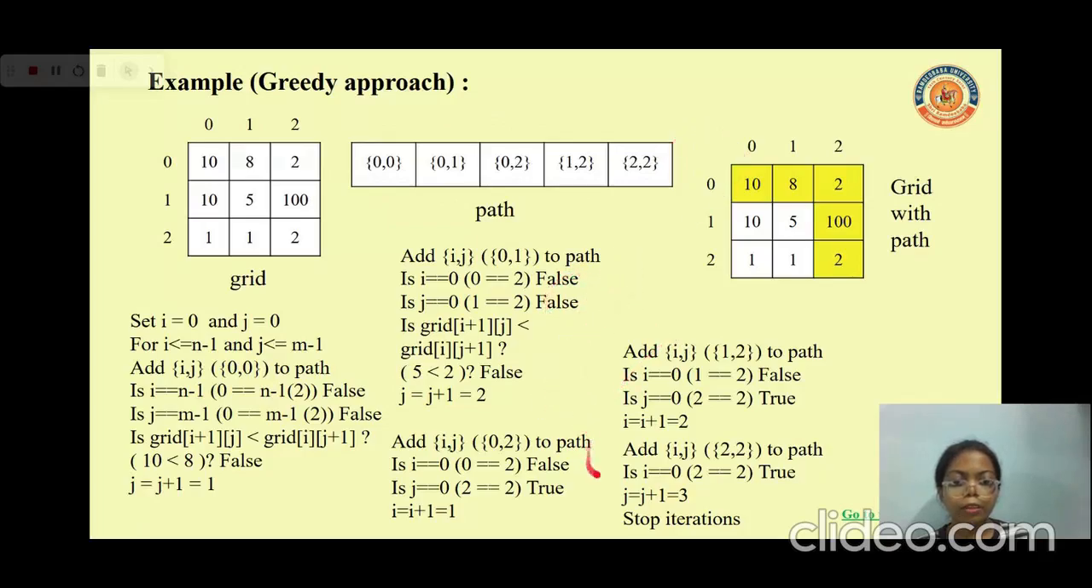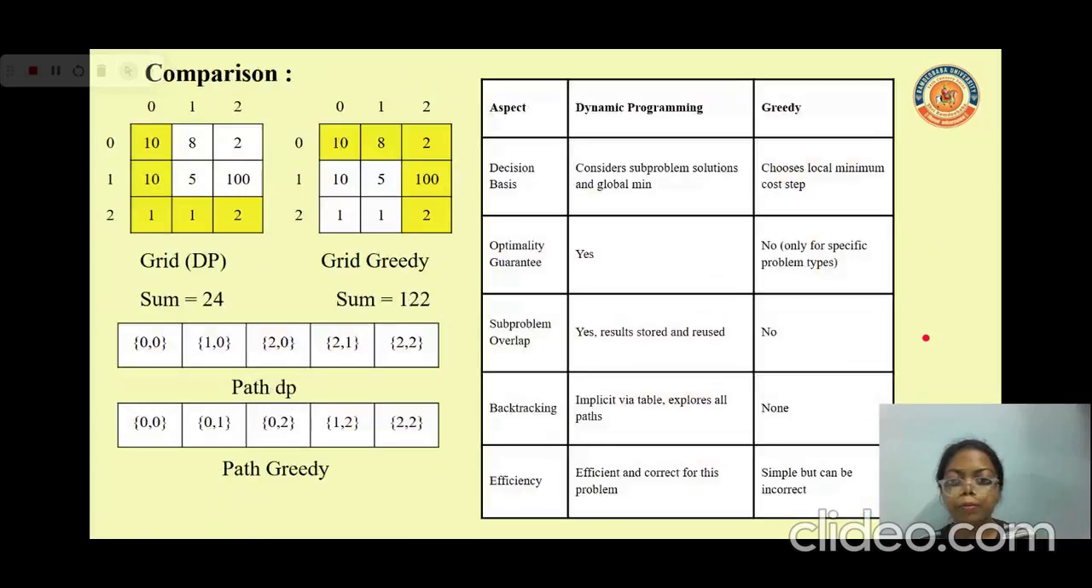This is actually algorithmic, step wise. I have shown how we get the path. So here is the comparison. In the DP approach we get a sum of 24, and in the greedy approach we get 122 as a sum. Here you can see how much the approach matters.